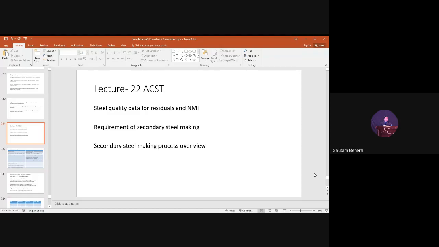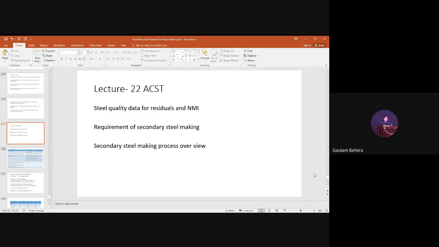So today is lecture number 22 of this advanced concept in steel technology, and today's topic is basically the secondary steel making process. I am sure that you have good knowledge of primary steel making and secondary steel making processes, right? And in the previous lecture we talked about the quality of steel.